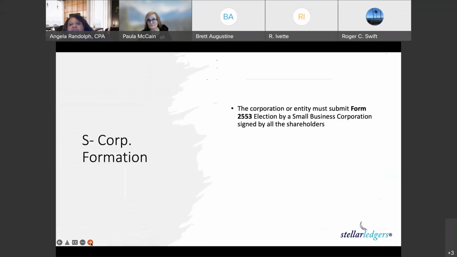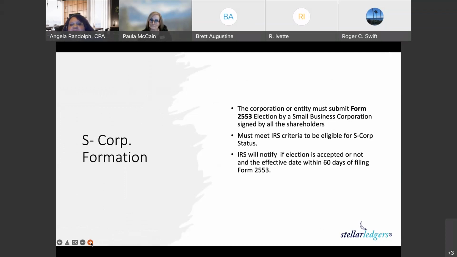So you simply have to submit Form 2553. It's an election, as I mentioned before, by a small business corporation. It must be signed by all the shareholders. It must meet the IRS criteria to be eligible for S corp status. And the IRS will notify you if the election is accepted or not, and the effective date, within 60 days of filing. However, this is how it used to be before COVID.